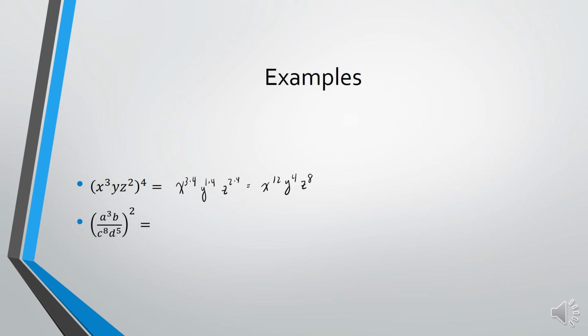Next, a cubed b divided by c to the 8th d to the 5th all squared. Because we're just multiplying and dividing, I can distribute that 2 to everything. So it'll be a to the 3 times 2, b to the 1 times 2, divided by c to the 8 times 2, and then d to the 5th times 2. So I get a to the 6th times b squared over c to the 16th times d to the 10th.